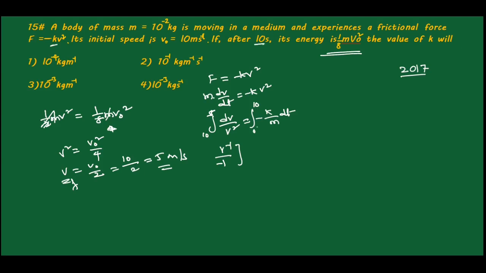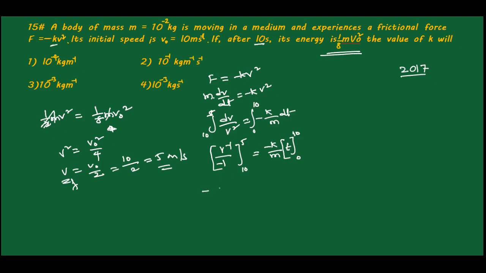Final time is 10 seconds, initially it is 0, and here the velocity is initially 10, but finally it comes to 5 meter per second from this equation. Now here I just integrated this one. Now the limits are 10 to 5. Minus k by m is constant, and you will get the integration of dt, so you will get t from 0 to 10. Substitute the limits here.